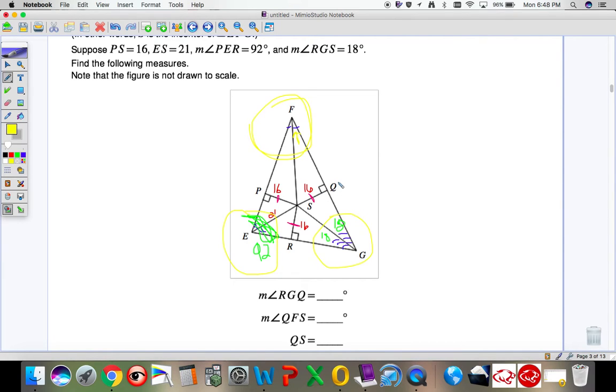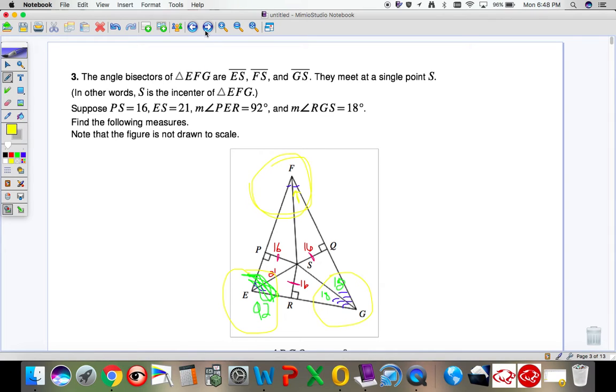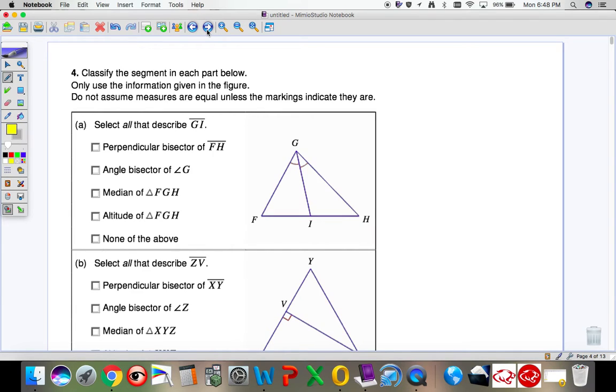Here's your QS. Okay, and that's how you do the ones for your angle bisectors. And if I talk too fast, pause it, go back, watch it again, and listen again on how to do those. This is just definitions. That chart will help you.